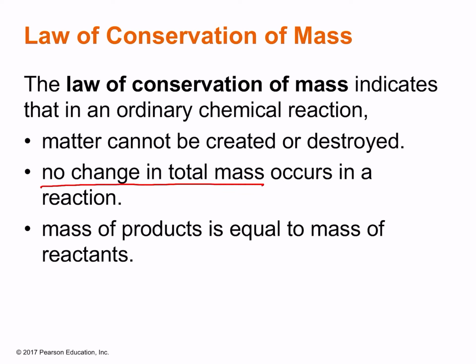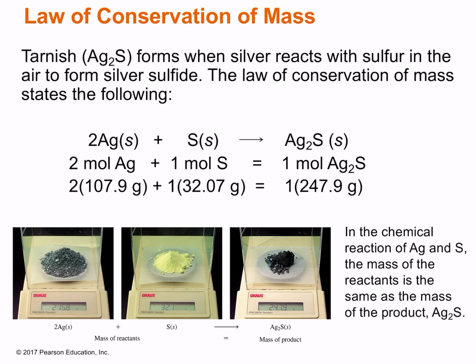So that means that the mass of the products, whatever we're ending up with, is equal to the mass of the reactants, whatever we started with. So the mass before the reaction has to equal the mass after the reaction, because we can't create or destroy matter. It's got to go somewhere. So whatever mass we start with, we also have to end with that mass.